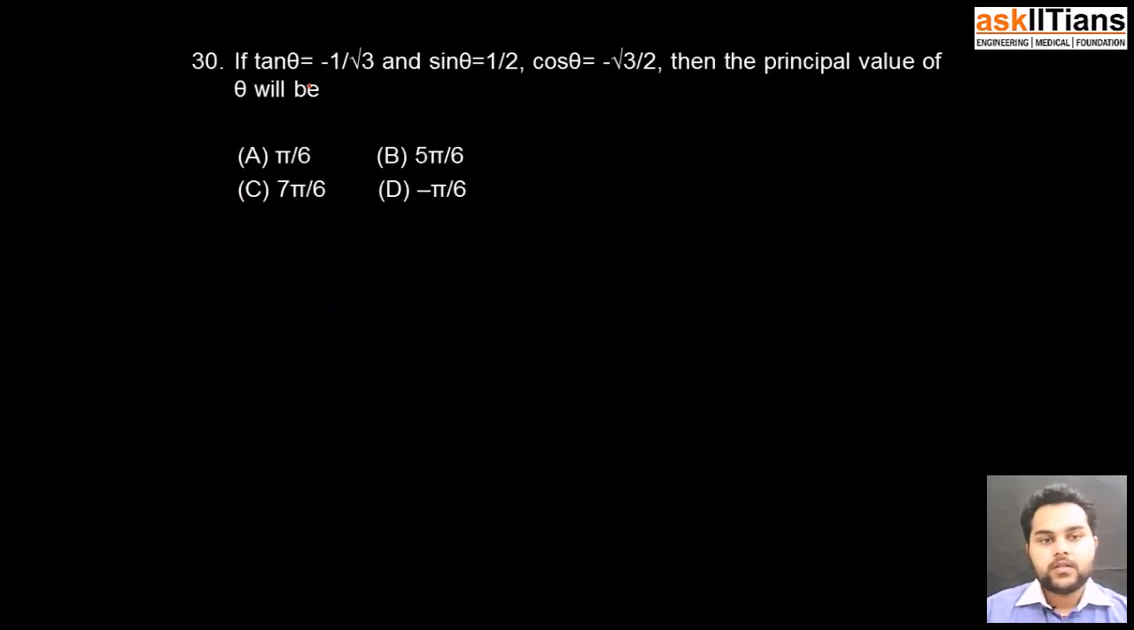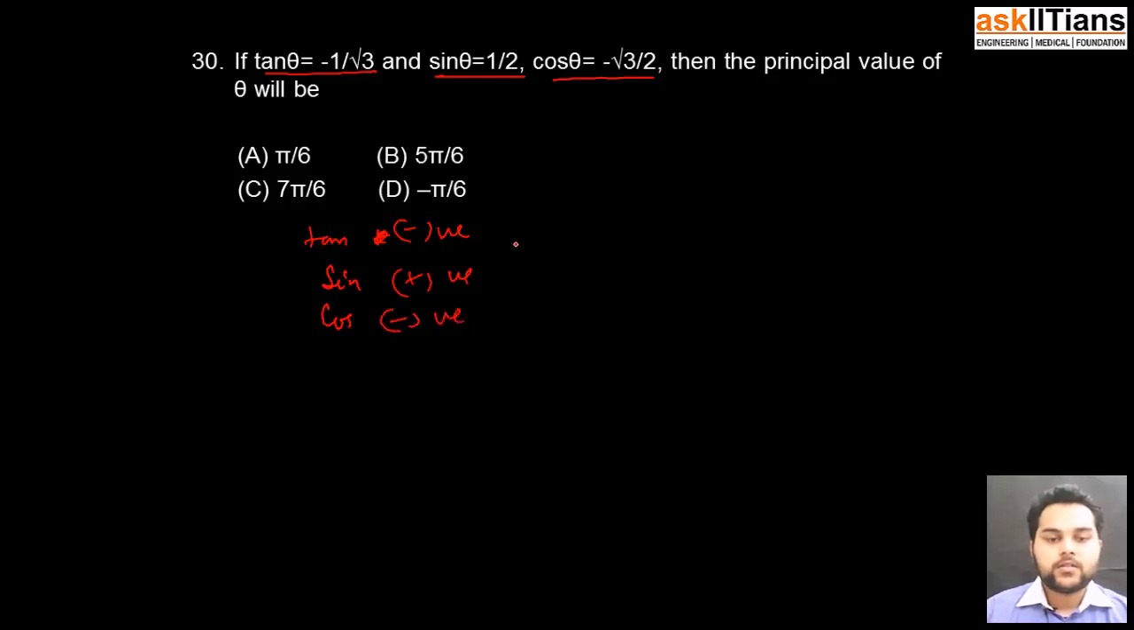Coming to the next question, tanθ is equal to −1/√3, sinθ is 1/2 and cosθ is −√3/2. So tan is negative here, sin is positive and cos is negative. That's only possible in the second quadrant. So my θ has to lie in the second quadrant.